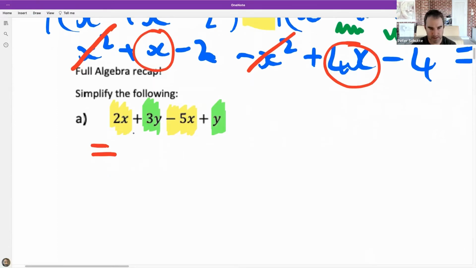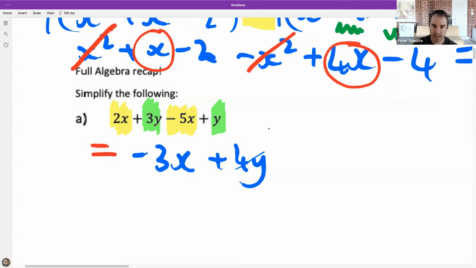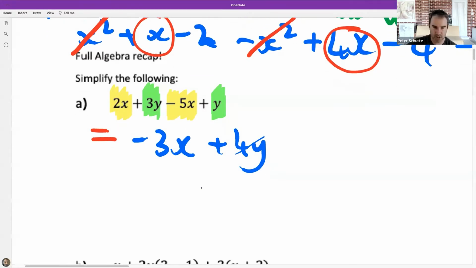Two of something, take away five of something, is minus three of that something. And then 3y plus y is going to be 4y. So it's minus 3x plus 4y. And so this is the like term skill. I think, yeah, we're pretty good.